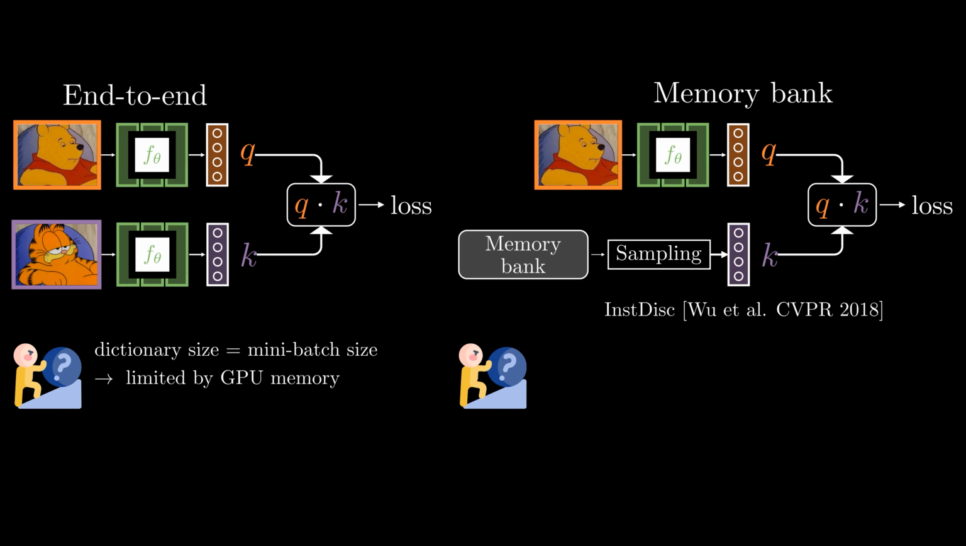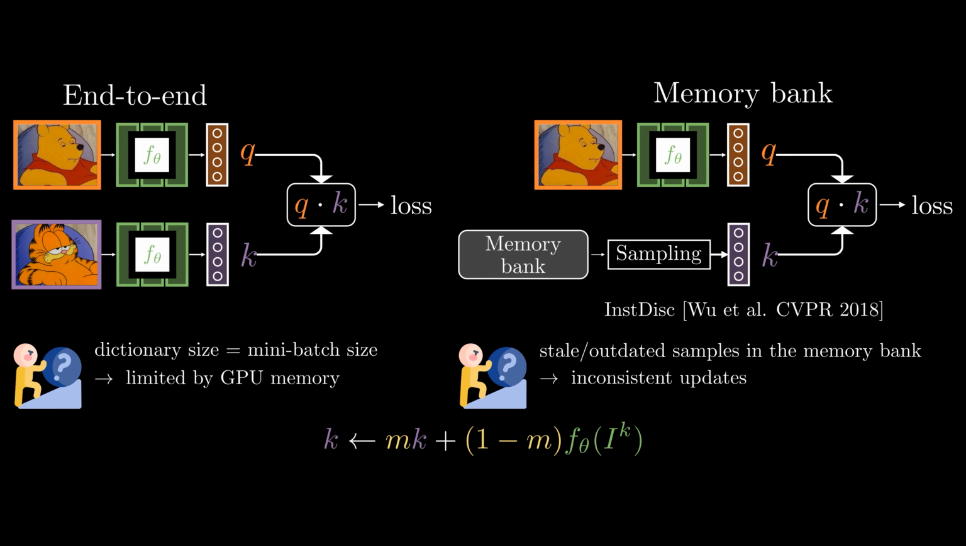It creates another. The encoder updates every step, but the stored embeddings of negative samples were computed by old versions of the encoder. Their representations become inconsistent over time. These stale negatives lead to unreliable updates. To alleviate the problem, the InSDisk method uses a momentum update on every sample to keep the negatives consistent. The downside is that this step is memory intensive and does not scale well.